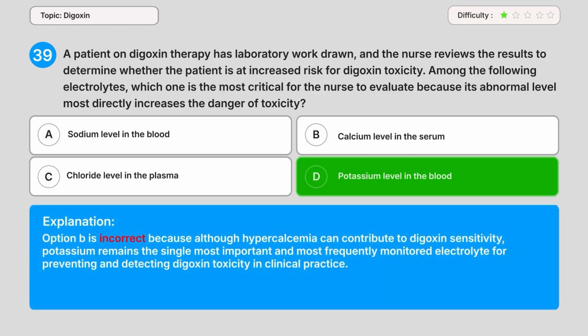Option B is incorrect because although hypercalcemia can contribute to digoxin sensitivity, potassium remains the most important and most frequently monitored electrolyte for preventing and detecting digoxin toxicity in clinical practice.